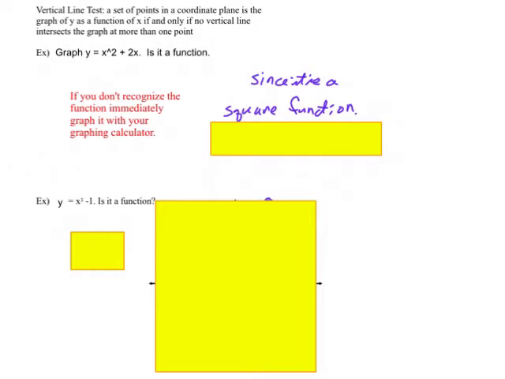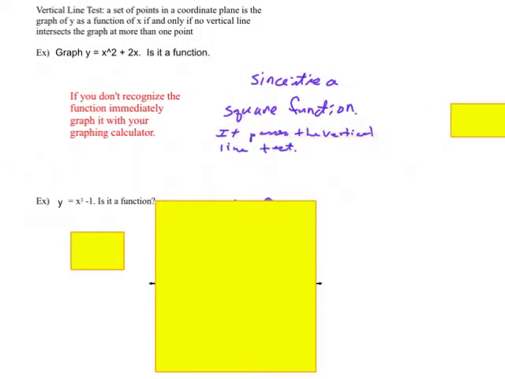Now, y is a function of x if and only if no vertical line intercepts the graph at more than one point. Now, my first equation is y equals x squared plus 2x. This is a parabola. Now, it's a parabola and it says y equals. That means it's a parabola that opens up or down. And because it's a graph that opens up or down, yes, it is a function. Matter of fact, it is a square function. So, in this situation here, it does pass the vertical line test. That is why it is a function.